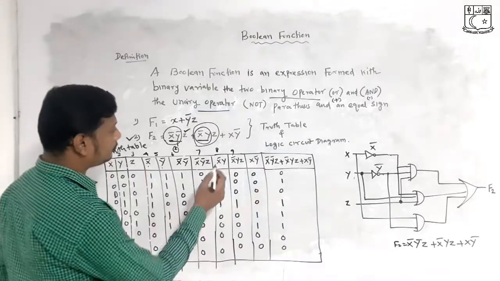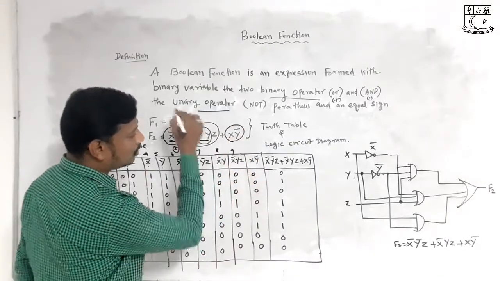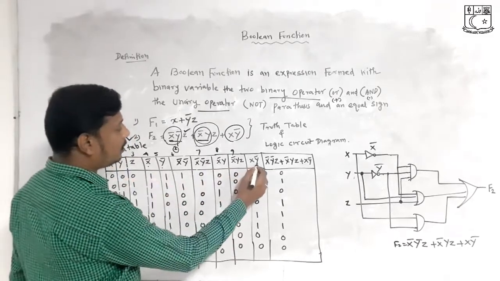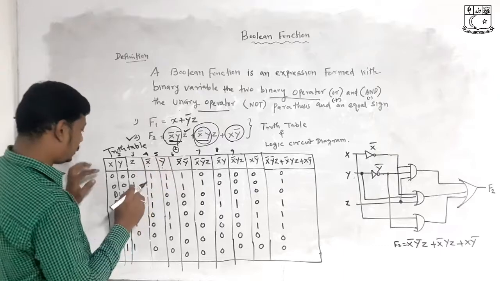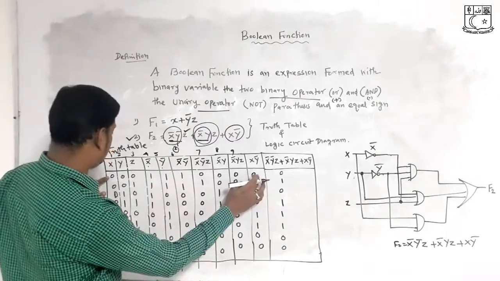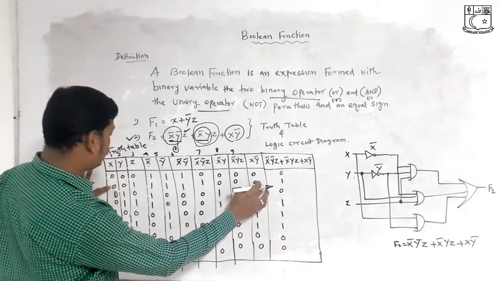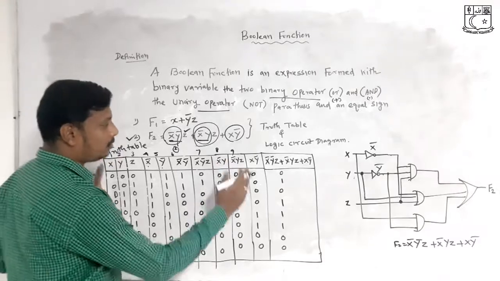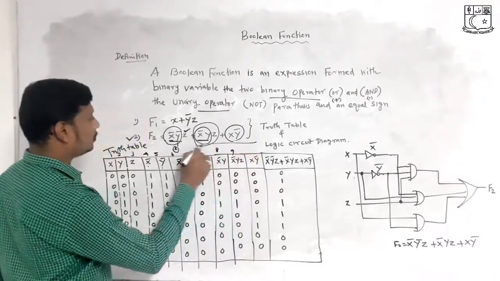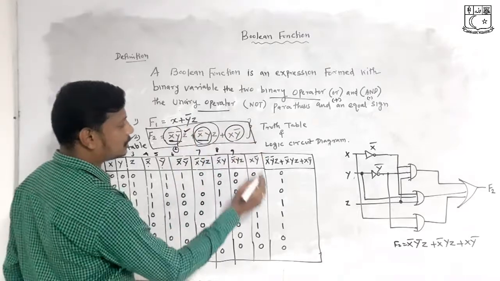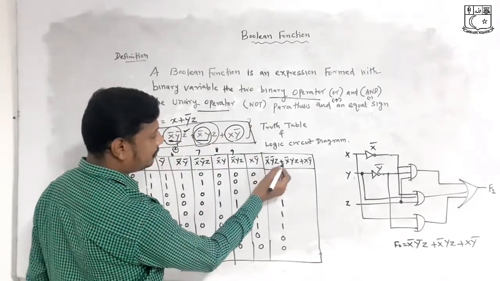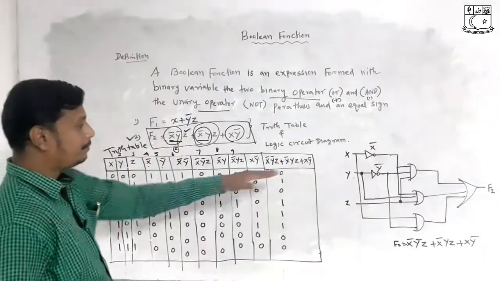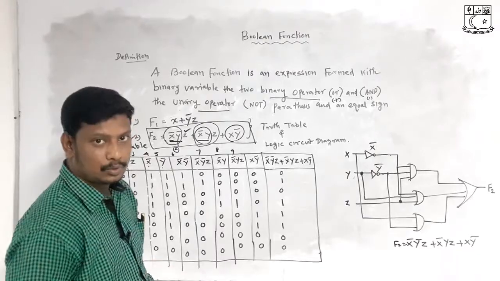Next we go to x y bar. x is available in column 1 and y bar in column 5. 0 into 1 is 0, 0 into 1 is 0, 0, 1, 1, 0, 0. After that the column is finished. So the total function is x bar y bar z plus x bar y z plus x y bar. This is the full F2 function.